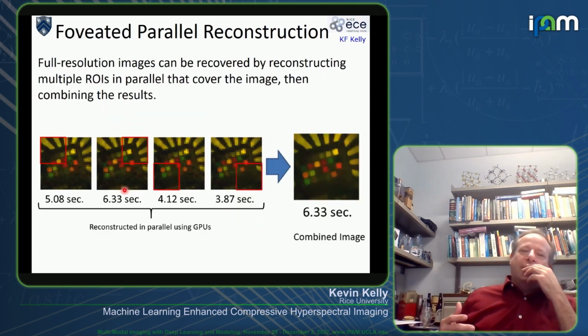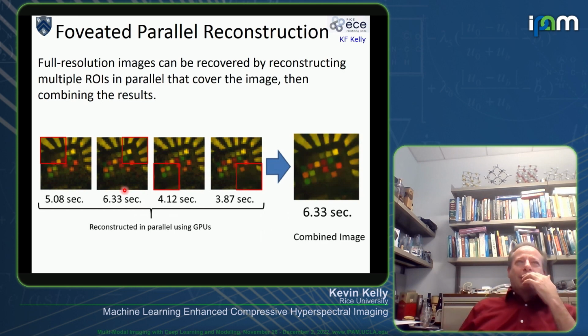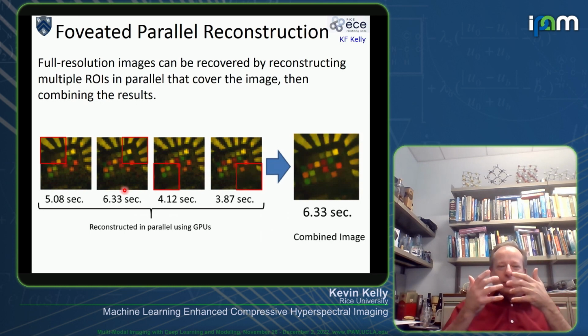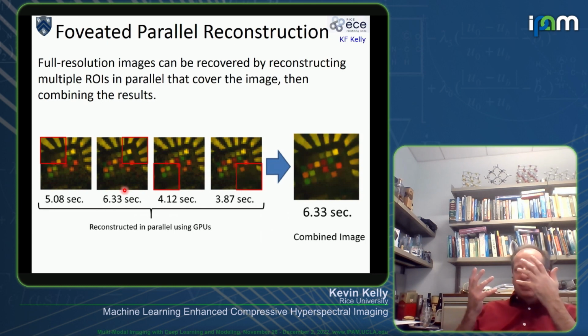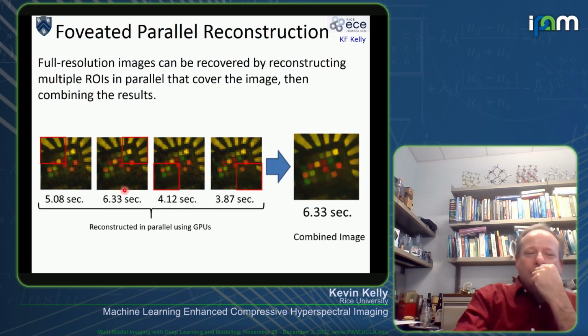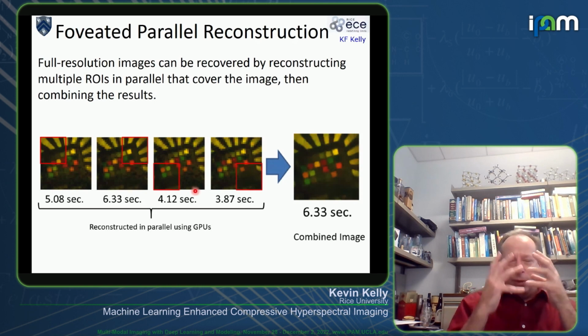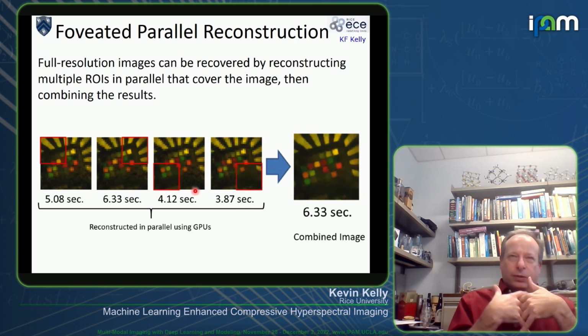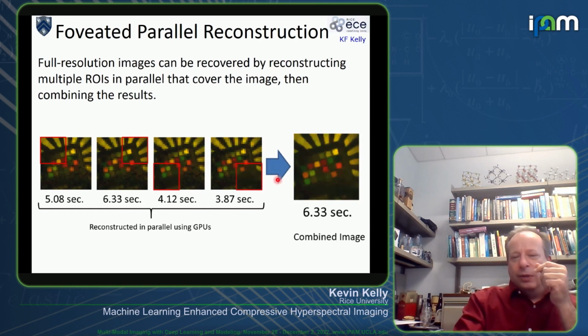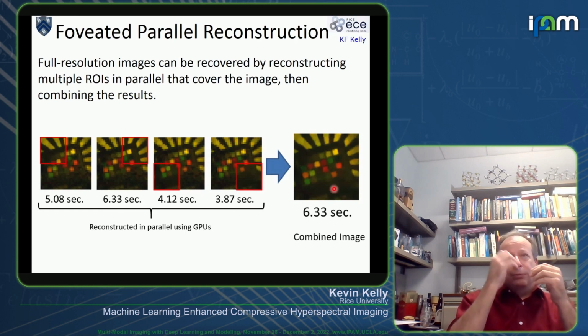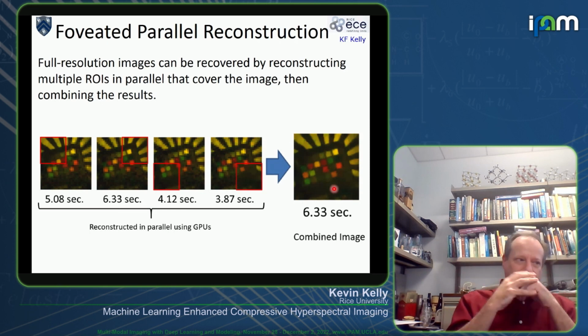So again, one of the really cool ideas came from a program manager at the Army, in Army Night Vision, and he was like, oh, well, doesn't that mean that if you run all of these in parallel, you can reconstruct the whole image faster? And we're like, yes, it does. So if you reconstruct different parts of this image on a GPU in parallel, then the total reconstruction time goes down from 16, 17 seconds to only 6 seconds, but not just for the foveated region, but for the full image.